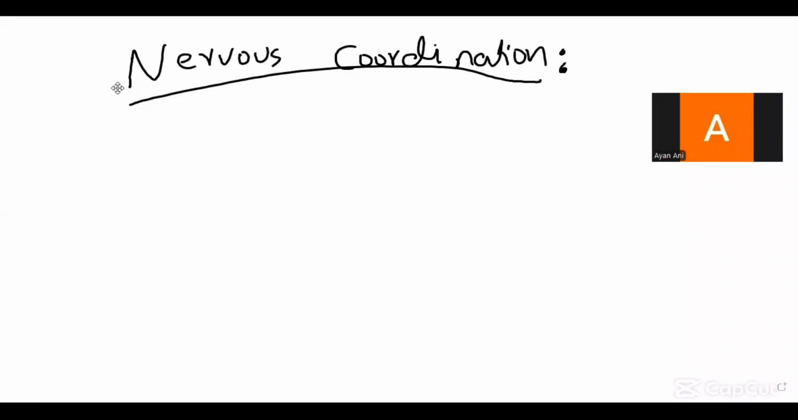Okay, so today we're going to talk about nervous coordination. Nervous coordination is basically coordination of different body parts provided by our nervous system in order to provide a response to a particular stimulus. Now, what is a stimulus? Stimulus is basically a change in environment, any external change.